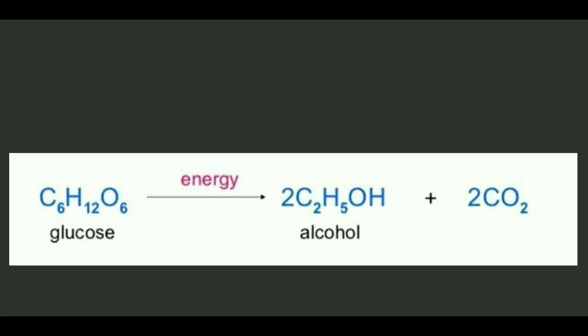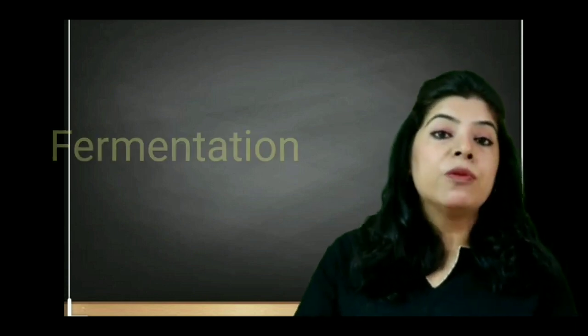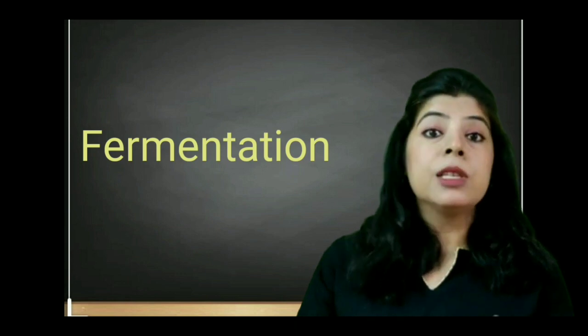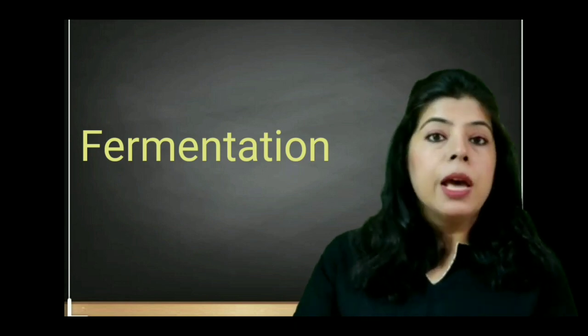So here the energy produced is lesser. It will produce only 2 ATP of energy. But in aerobic, if you remember, it was 38 ATP. More energy is produced there, here less energy is produced. And this process is also called fermentation. This is also known as fermentation.